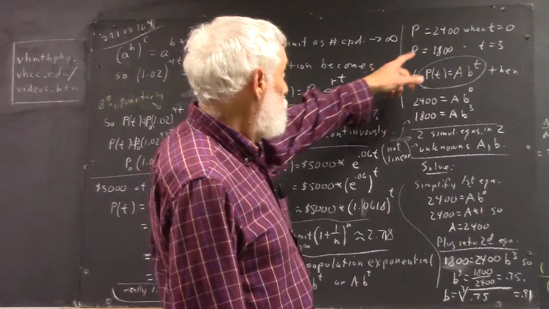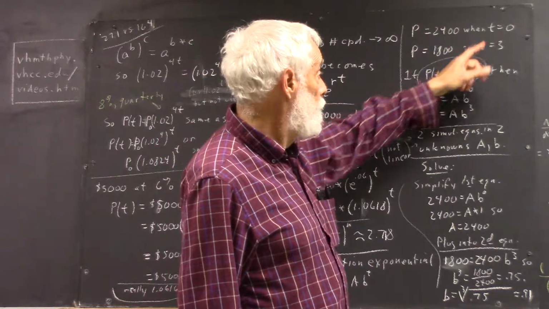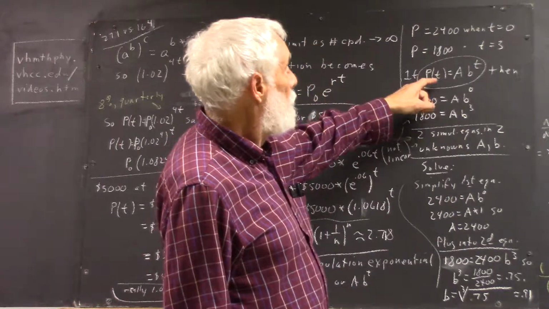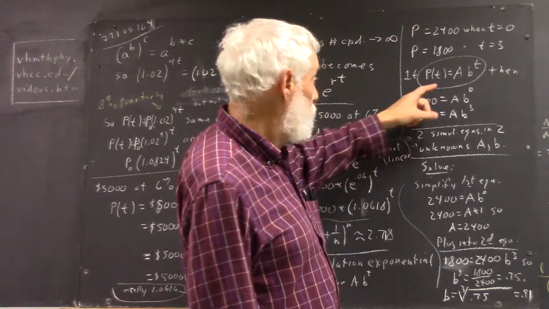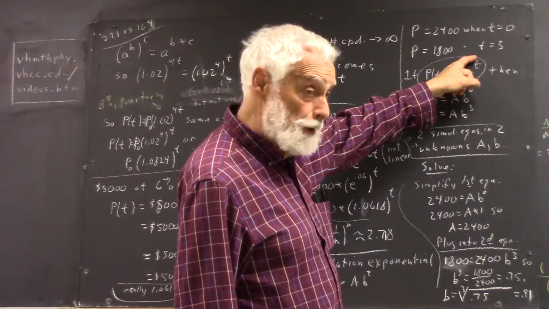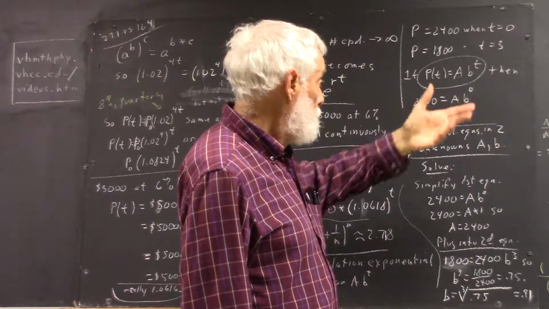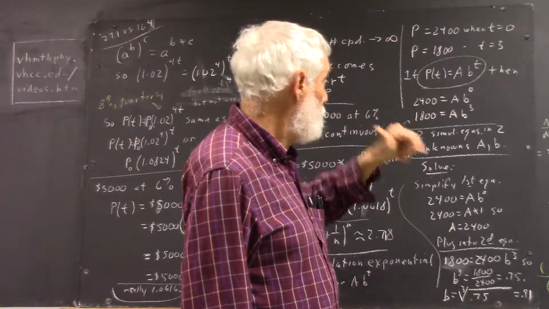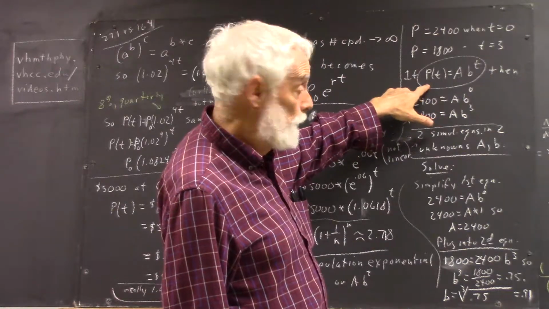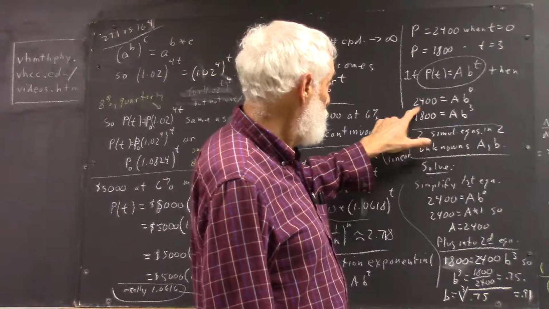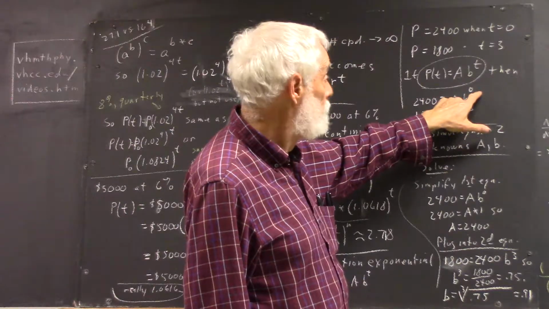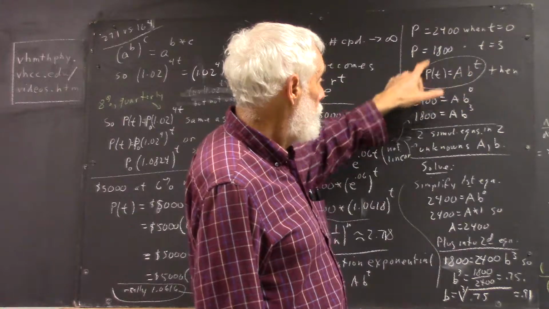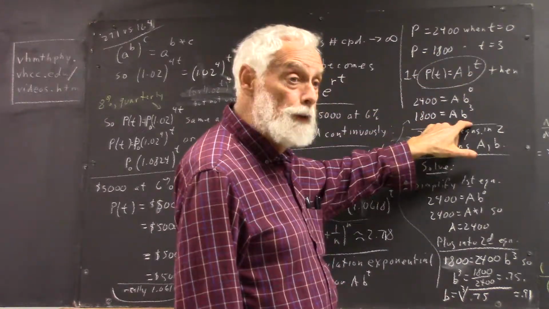We're given information that the population is 2400 when t is 0 and 1800 when t is 3. Well, if your population function, to kind of use a combination of notations, is a b to the t, then what do we know? We know that the population is 2400 when t equals 0. So we substitute 2400 for p of t and 0 for t, and we get 2400 equals a b to the 0. Then p is 1800 when t is 3, so we substitute 3 for t and 1800 for p of t, and we get this equation.